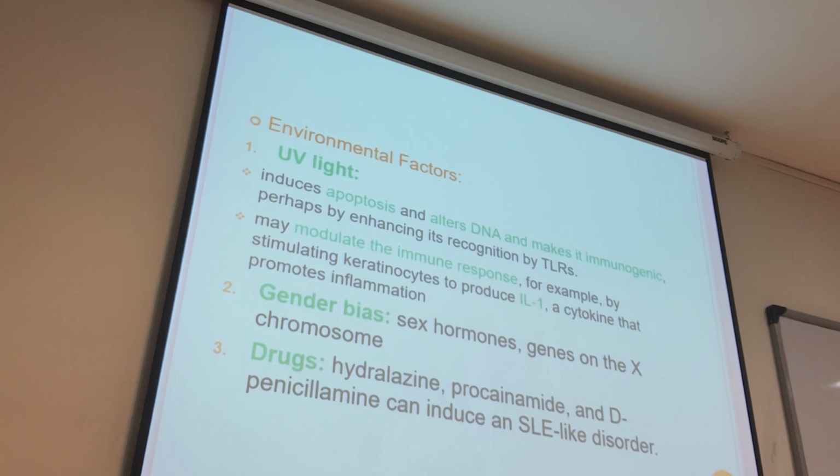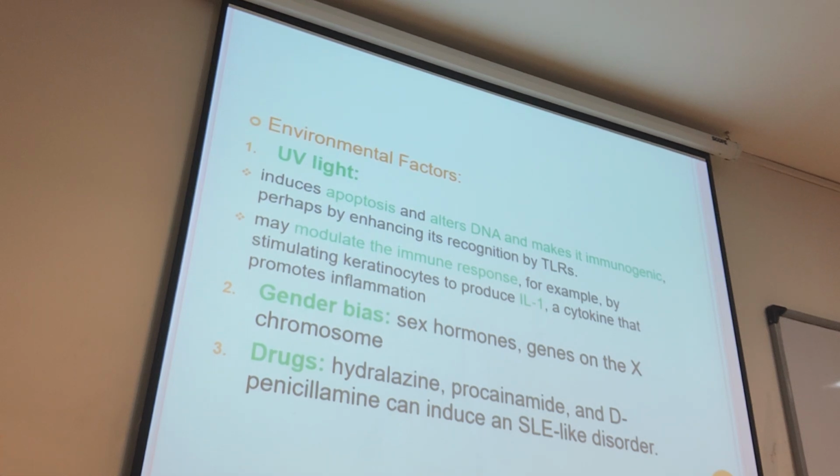So, what does UV light do? It alters the antigens and makes them immunogenic for the body, and also it causes the keratinocytes to produce interleukin-1, which causes inflammation.